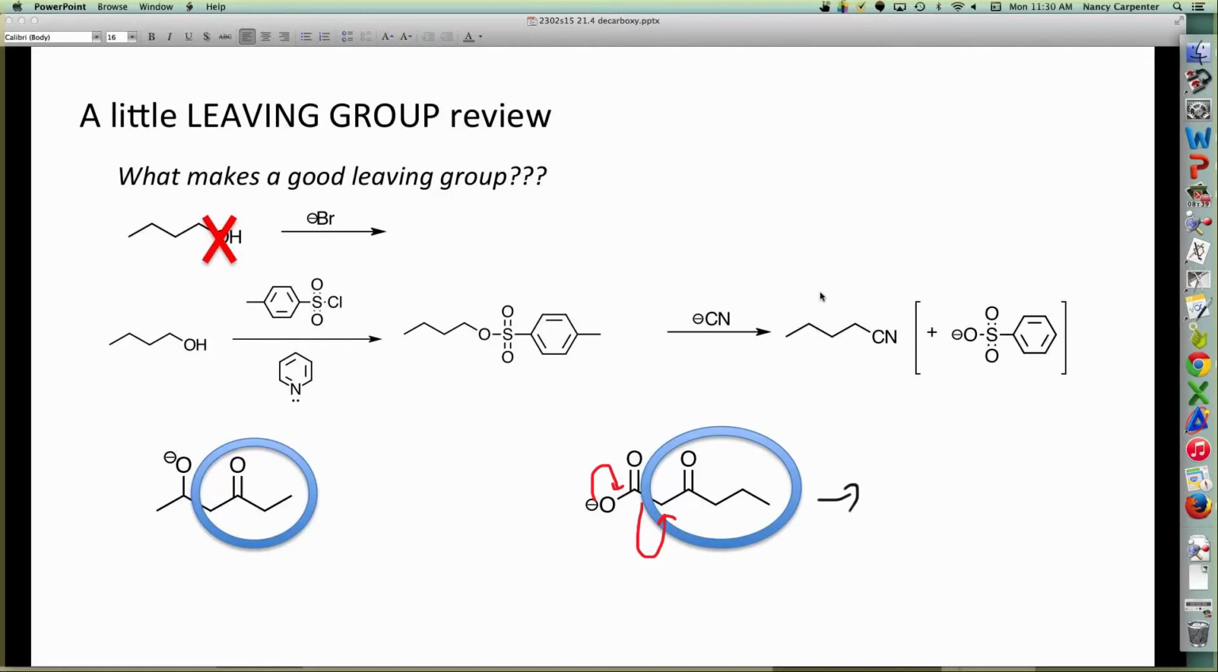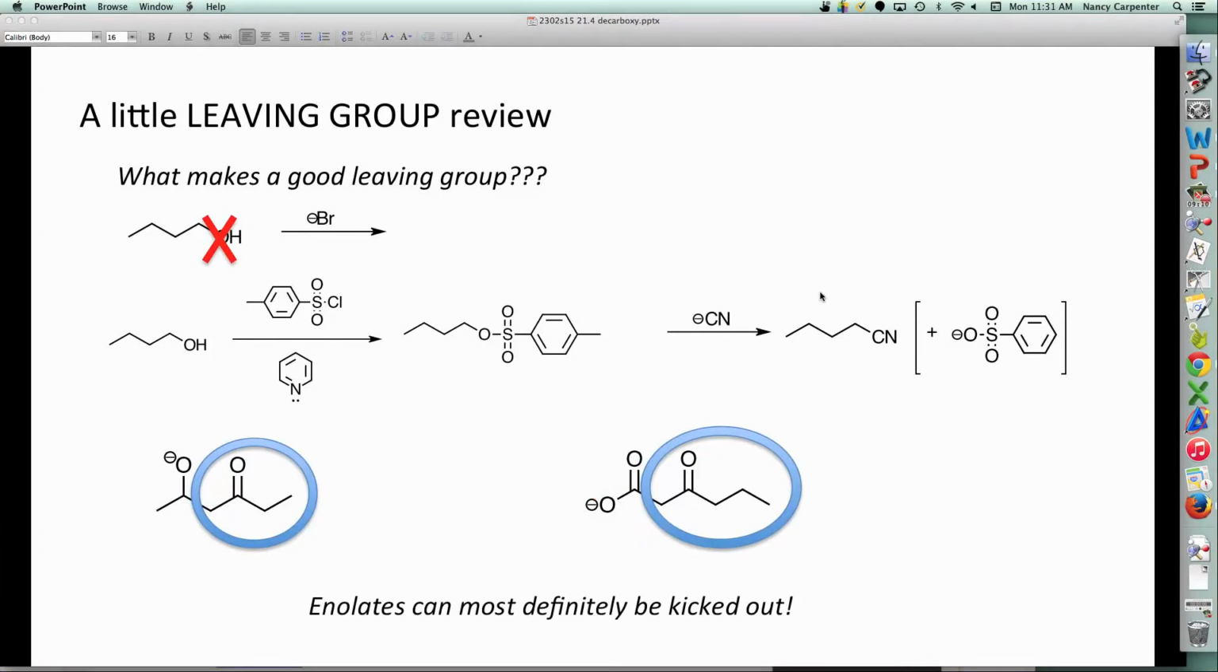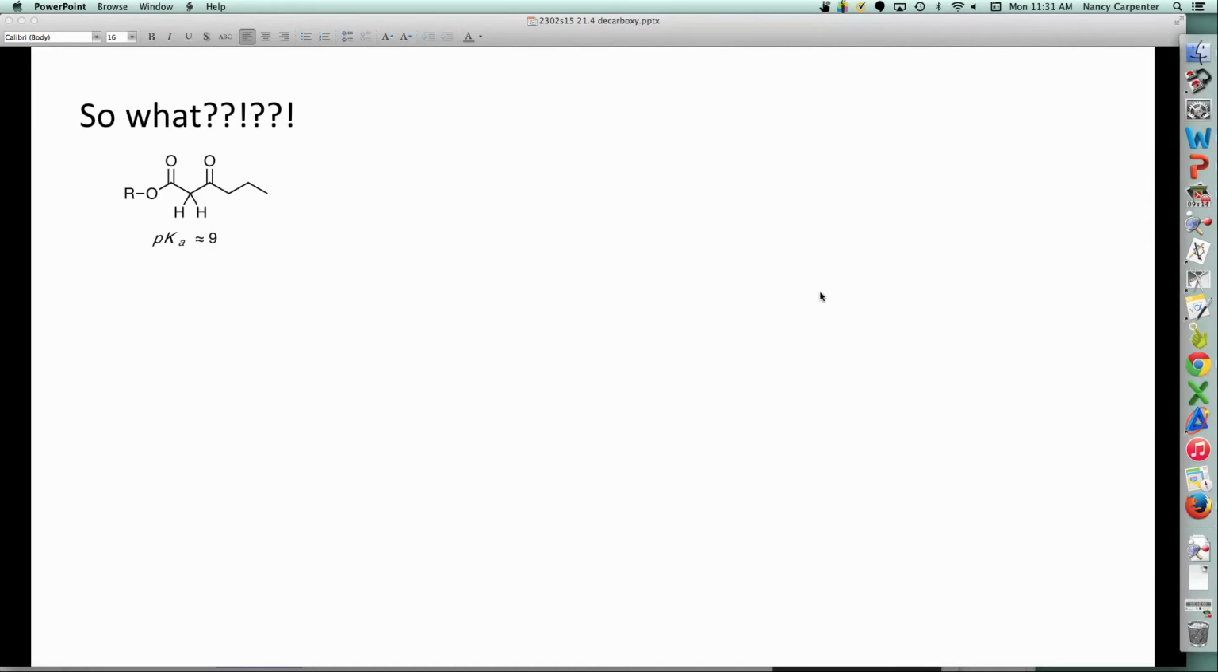And in this case, what do I kick out? Oh, holy cow. I kick out CO2 and the enolate. And CO2 bubbles out, making this a really quite facile reaction. So the take-home message here is, yes, enolates can be leaving groups. And we're going to see that in this next example. It's really important that we see how this works because it's really useful in synthesis.